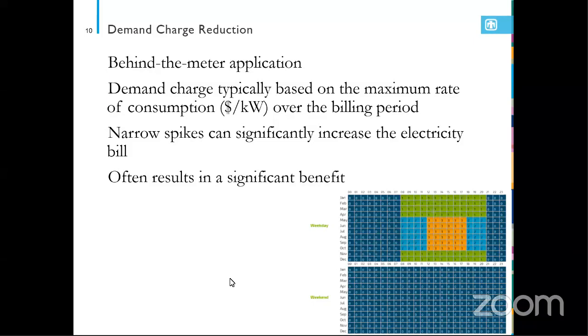Demand charge reduction, it's often a behind the meter application, but it can also be a front of the meter application. A lot of ISOs base some of their payments for transmission and capacity markets on an effective demand charge. But the idea here is that you have to pay a rate that's based on your maximum consumption over some billing period. And so if you have narrow spikes, that can significantly increase your electricity bill. And this often results in a significant benefit, especially for industrial customers that have peaky loads that involve like pumping or other things where you have large startup currents.